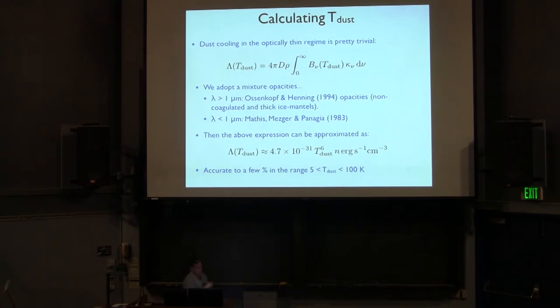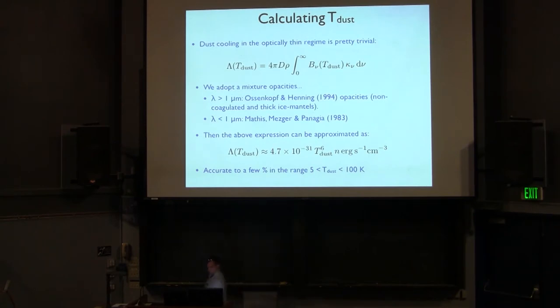Now, in our model, for the opacities, we tend to adopt a mixture. We use the Ossenkopf and Henning opacities at wavelengths longer than 1 micron, and at shorter wavelengths, we use the Mathis et al. ones, so we splice them together. And we find that we don't actually have to solve this in the code. If you just plot this and work it out for different temperatures, you get quite a nice law where the cooling goes as some prefactor and T to the 6. So dust cooling, as you know, goes as T to the 6 normally.